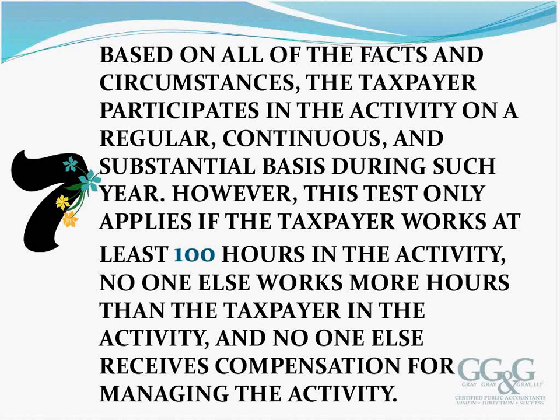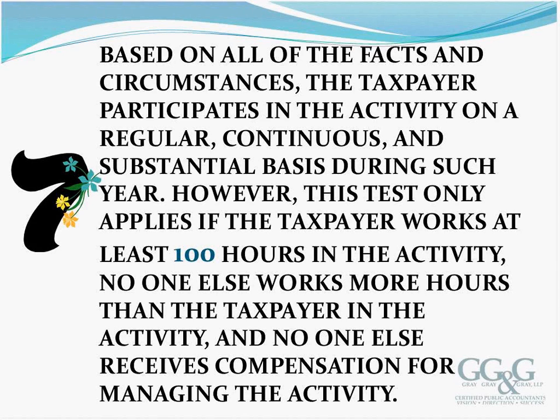Now comes number 7. Based on all the facts and circumstances, the taxpayer participates in the activity on a regular, continuous, and substantial basis during such year. Well, that's great. That comes right out of the code, which we didn't know what it meant. However, this test only applies if the taxpayer works at least 100 hours in the activity and no one else works more hours than the taxpayer in the activity, which sounds like what we had previously.